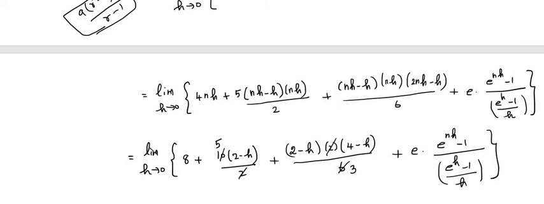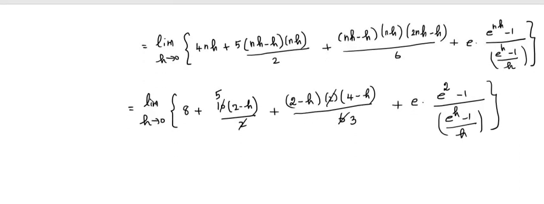Here also nh can be replaced by 2. Therefore, e square minus 1. See, now I don't have any n term at all. I have completely eliminated n. That's a step, understood? Since I have eliminated n from here, now we can apply the limit.